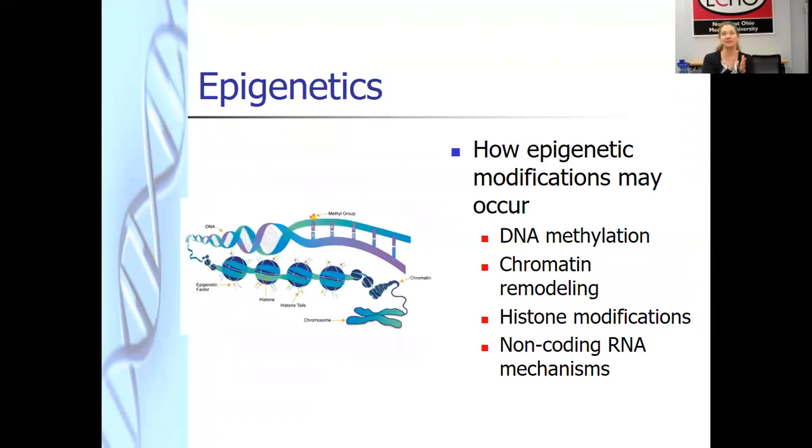So how can this occur? How does this happen? How can we just turn those on and off? There's a handful of modifications that have been identified. DNA methylation is by far the most common and the best understood. So we end up with methyl groups.